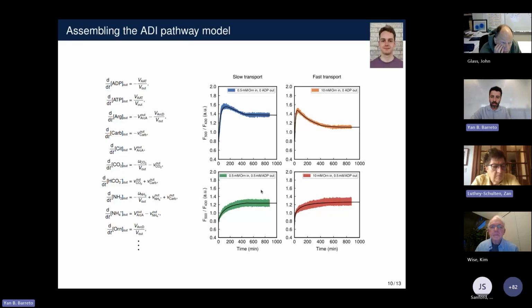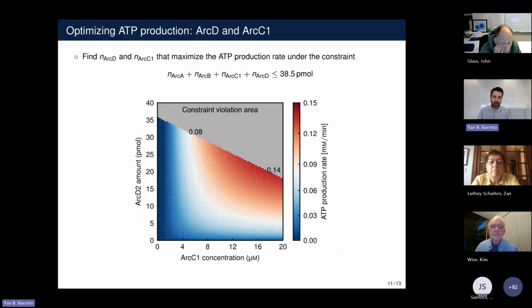And then after obtaining this model, we can now use it to optimize the ATP production, which is our main objective. Here I have an example of how we can do that. This is an example in which I allow the ArcD, which is a transporter, amount to vary in the membranes, and also the ArcC concentration. This is our standard condition that we usually use in the lab, so 0.08 formation of ATP. In this graph, blue means less ATP production and red means more.